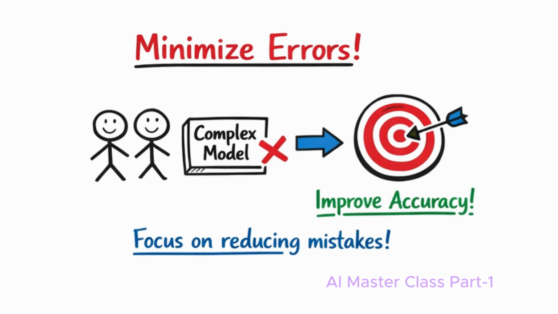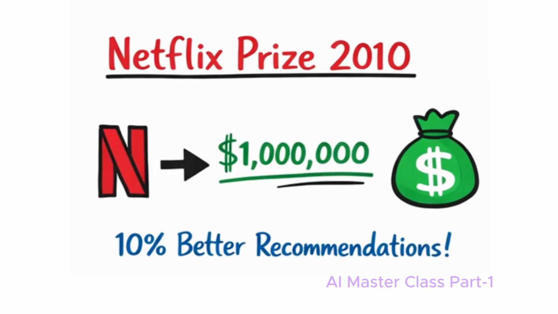But if I tell you that you don't need to build any complex model to improve the prediction accuracy and quality, you just need to see how you can minimize the errors. And that is exactly what happened with Netflix. Back in 2010, Netflix organized a competition where they put a $1 million prize for anyone who could improve their recommendation algorithm by just 10%.